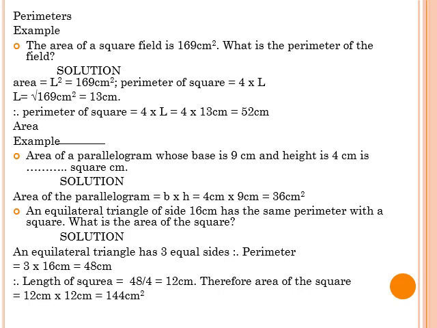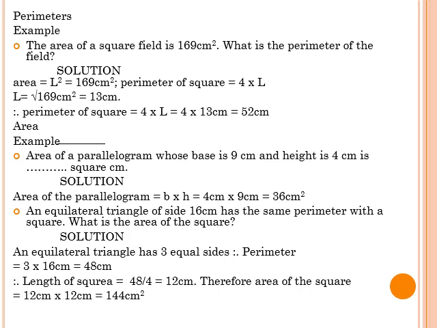It says the area is 169 centimeters square, but mind you, the formula for finding the area of a square is what? Is length times length, which is L, which is length square, and the perimeter is what? 4L, 4 times the length. So if you want to get the length of this square, you have to take the square root of the area.